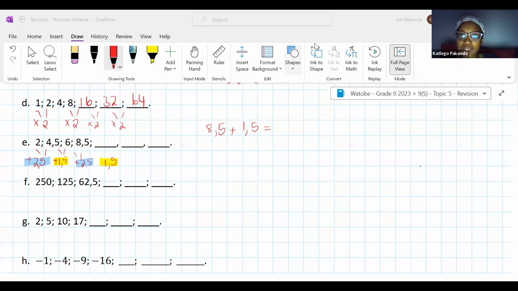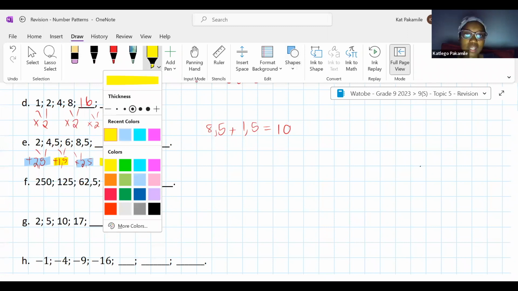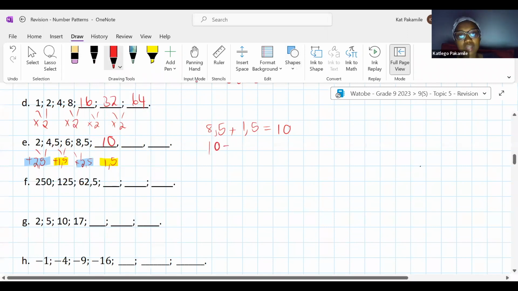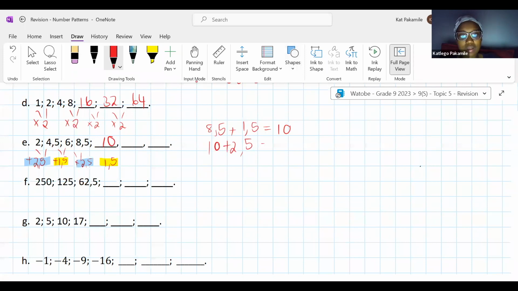10. Since we just added 1,5, how much are we adding next? 2,5. So I'm going to say 10 plus 2,5. And then my next answer is going to be what? 12,5. And then for the last one, we have to add 1,5. And my final answer is 14. Thank you very much, Minenhle.